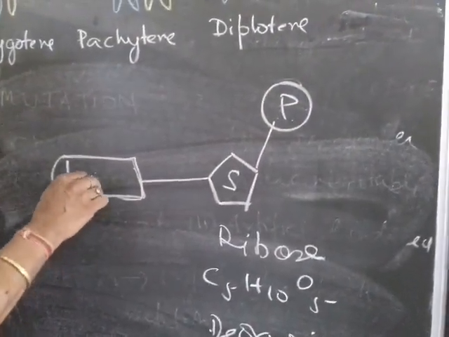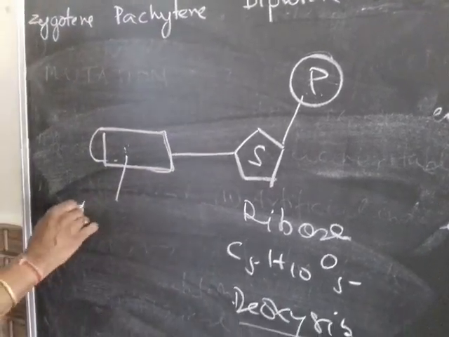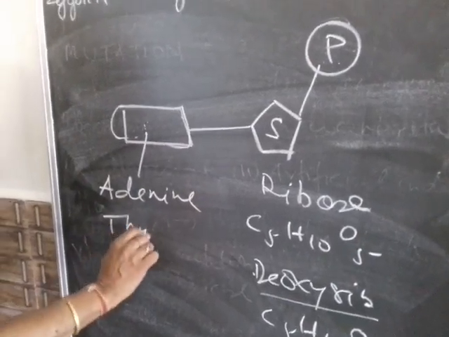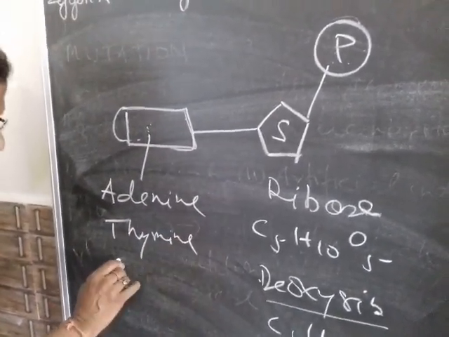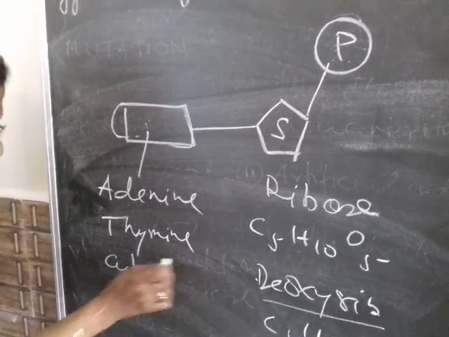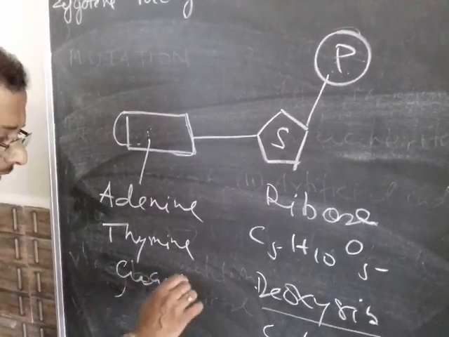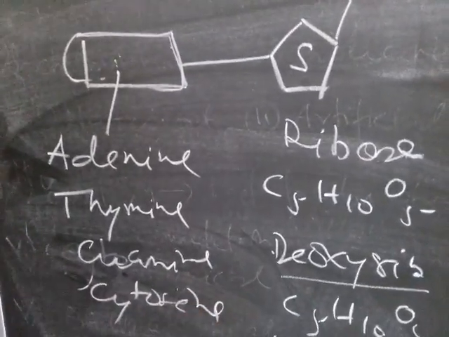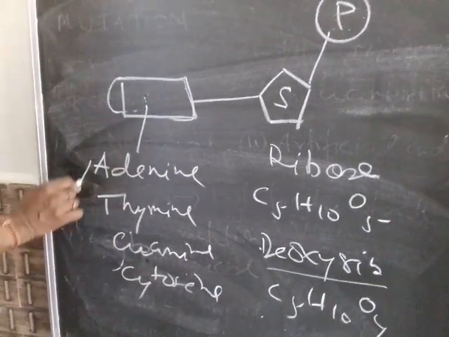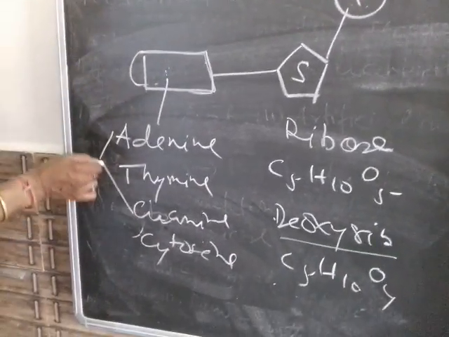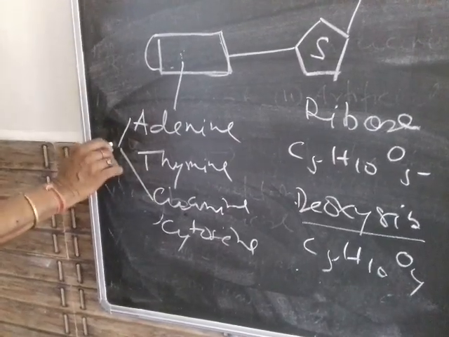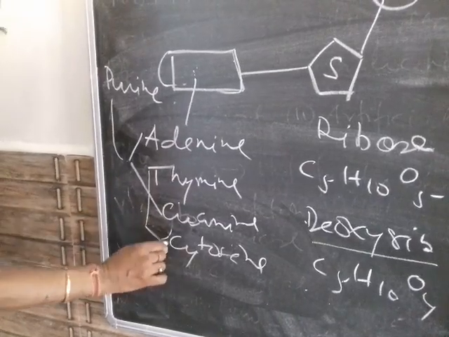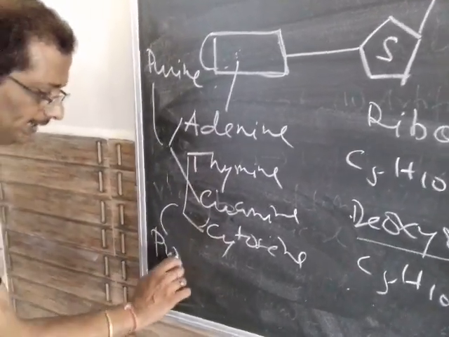What are those bases? We are going to know there are 4 types of bases in DNA: adenine, thymine, cytosine, and guanine. Now among these, adenine and guanine are called the purine bases, and thymine and cytosine are called the pyrimidine bases.